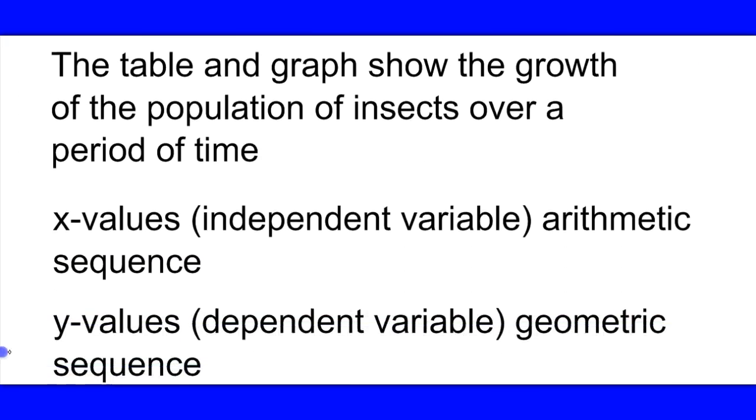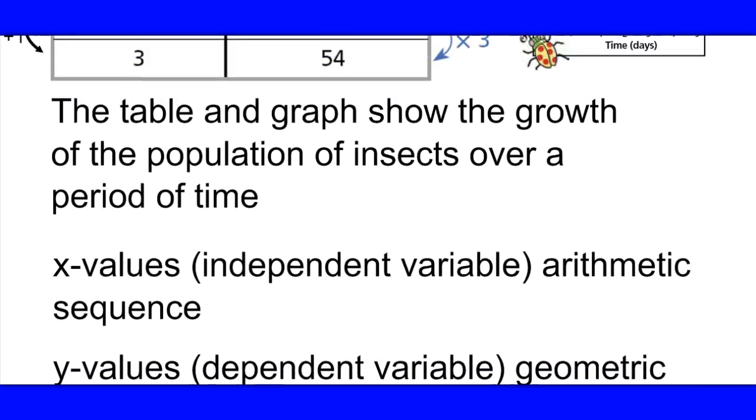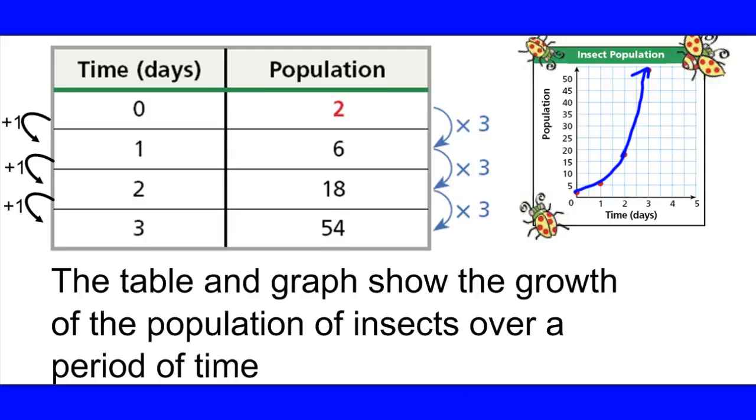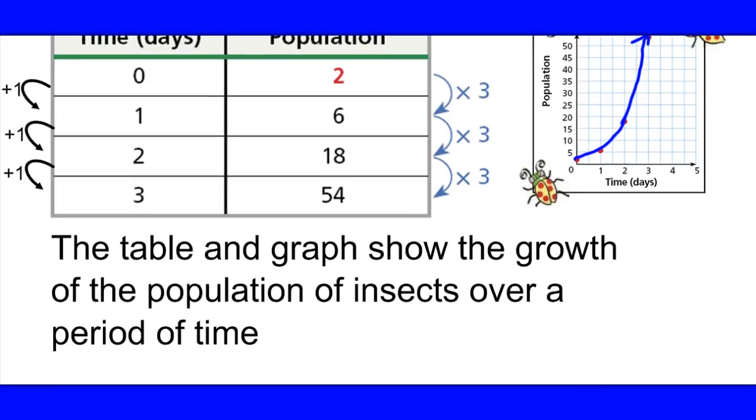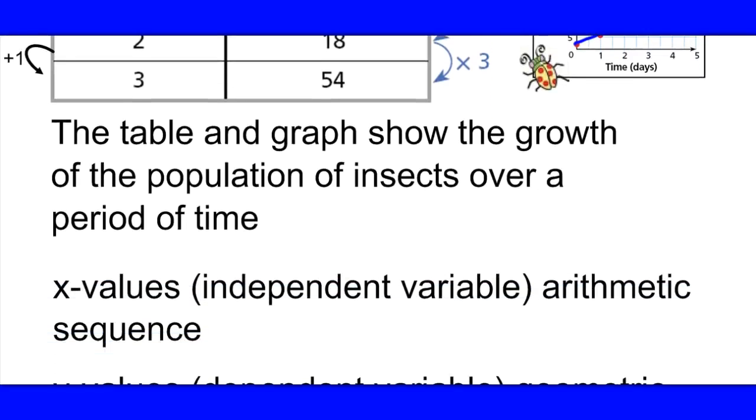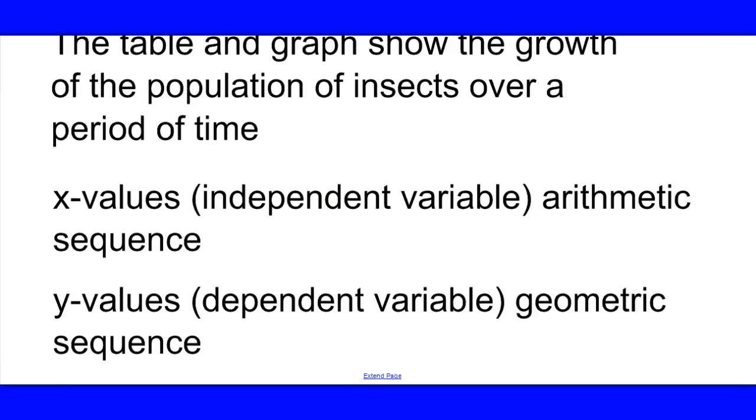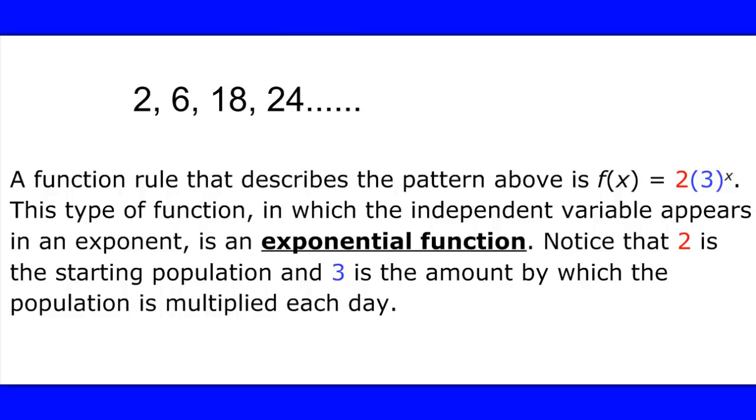Okay, your x values are your independent variables, and that needs to have an arithmetic sequence with it. And your y values are your dependent variable, and that will have a geometric sequence with it. Okay, so a function rule that describes the pattern. Now this is the pattern that I just used. This is the y values of the pattern of the example I just gave you.